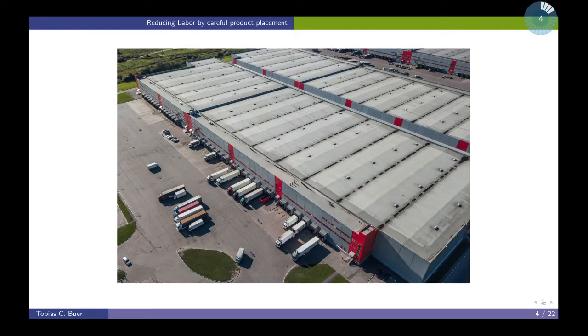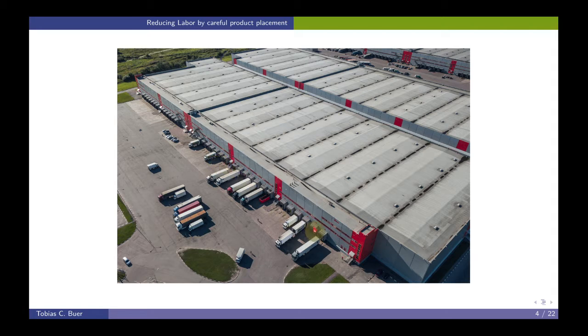Let's have a look at how to reduce labor by careful product placement inside the warehouse. To discuss the product placement inside the warehouse, you also need to know a little bit about what's going on outside the warehouse. In this big warehouse, you see the area outside the warehouse where the trucks are arriving, and they either deliver goods that should be stored inside the warehouse, or they pick goods from the warehouse. And these individual slots where the trucks are parking, these are the doors to the warehouse.